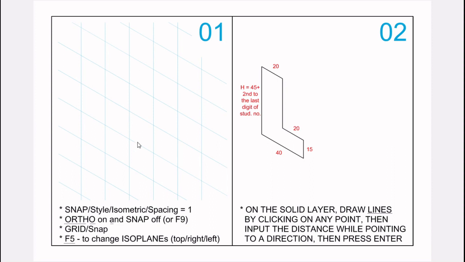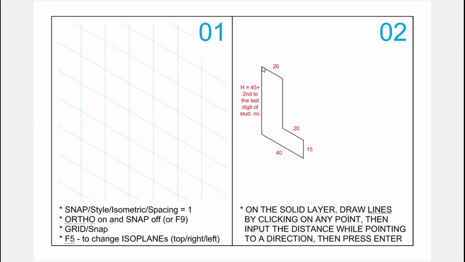Okay? Now, step number 2. On the solid layer, we'll draw lines. Since we already have snap turned on, this would be simple. As long as our isoplane would look like this, we can draw this. So we'll be restricted to this plane. So we click on one point. Then we point our cursor, then we type in the direction, type in the distance. So 45 plus the last digit unit number. Then pressing enter, we will create a line of that length.